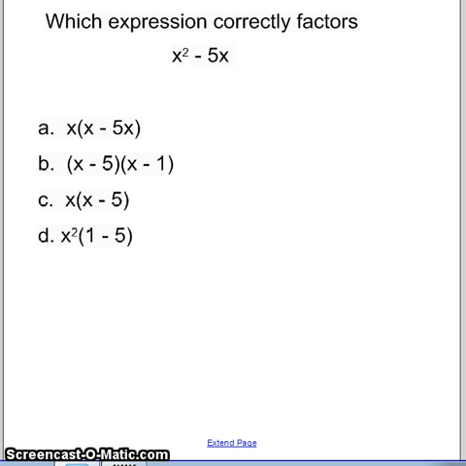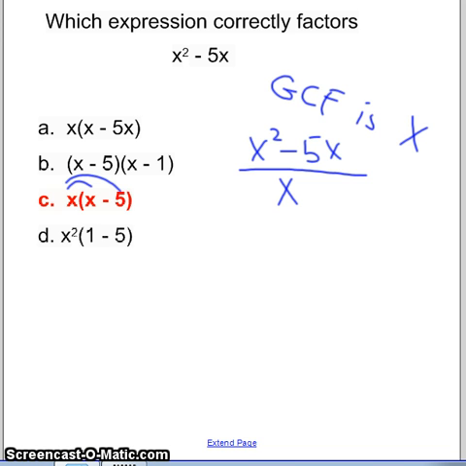The second type of factoring that you need to know is called greatest common factoring. So we look to see if there's something that is common among both terms that we can factor out. We see that both of these terms have x in common. So we're going to divide both terms by x. Now it looks just like the problems that we've done before. X squared divided by x gives you x. Negative 5x divided by x gives you negative 5. So C is the factored form.